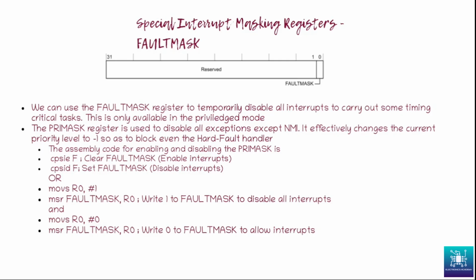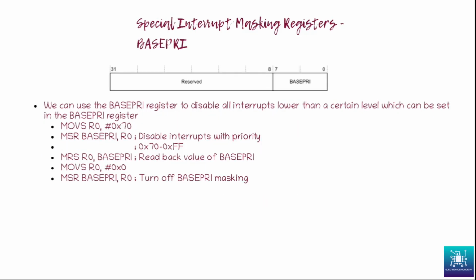So this is the FAULTMASK, and then there is another masking register. This also does not have a memory map. It is called the base priority. Base priority disables all interrupts lower than a certain level which can be set. In the previous two, the levels are fixed. For example, one is 0 and one is -1. PRIMASK only keeps the hard fault and the NMI enabled. FAULTMASK only keeps the NMI enabled and disables everything else.